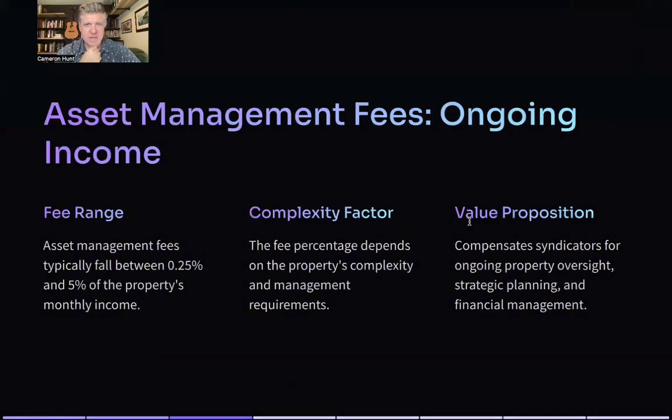The next is the asset management fee. This will be from 0.25% to up to 5%, depending on the complexity of the project on the property. And that percentage is applied to the income on a monthly basis. So collect all the rents, collect any other fees, laundry, parking, etc. Maybe there's some storage units. And then this percentage gets applied to that, and it gets paid on a monthly basis to the general partnership.